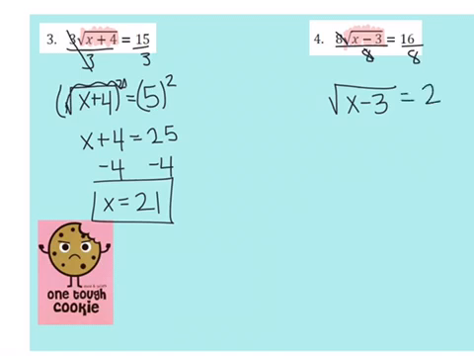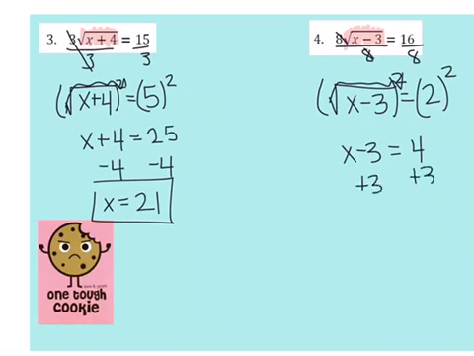So now I need to undo the radical. I need to get rid of the radical. To get rid of that, we square it. What we do to one side, we have to do to the other. Those are going to cancel, and I'm left with x minus 3. 2 squared is going to give me 4. Last step then is get the x alone, so I need to get rid of the subtracting 3 by adding 3 to both sides. So x is going to equal 7.